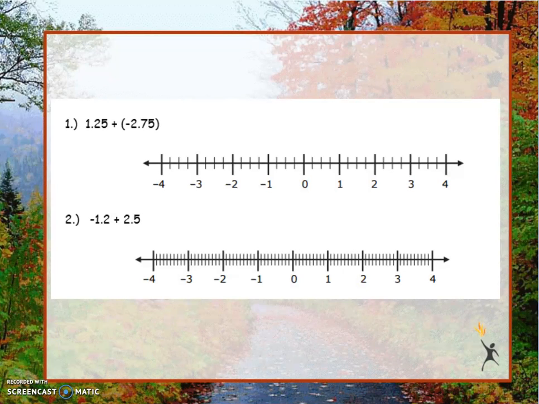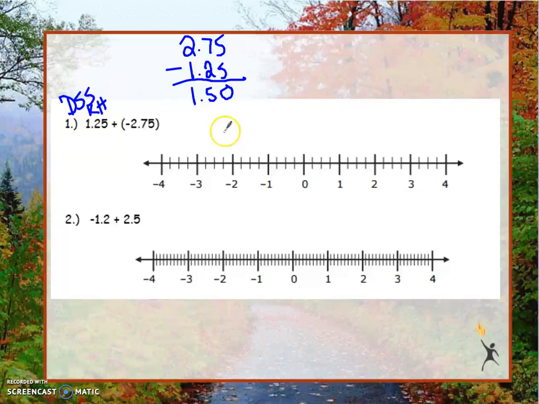All right, so we have 1 and 2500ths plus -2 and 7500ths. This is different signs subtract. Keep the higher absolute value. So we have 2 and 7500ths minus 1 and 2500ths. We have 0, 5, 1. We keep its sign, so it's negative.